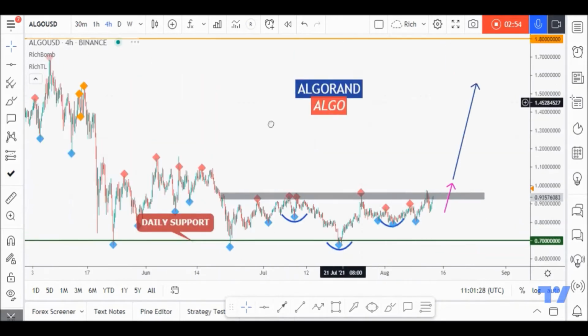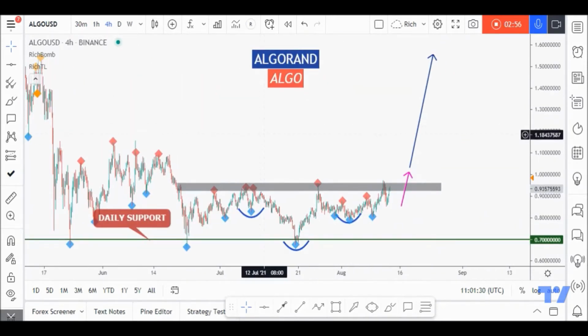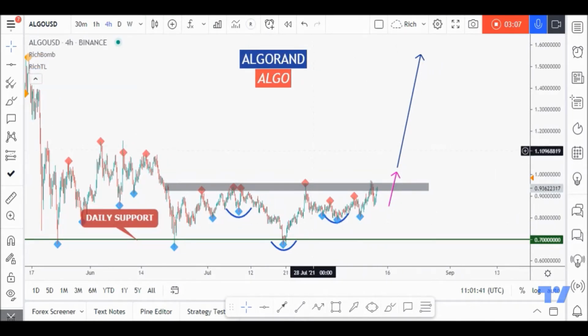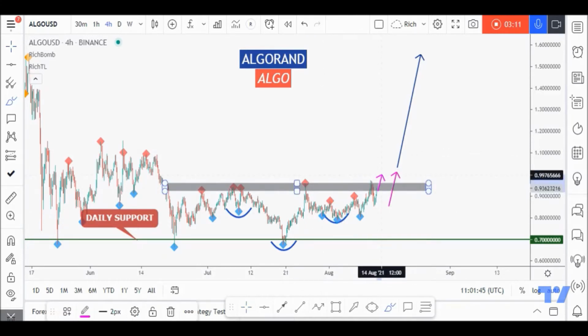Okay, so from the weekly we are around a demand zone, we are overall bullish at the end of the correction movement. From the daily, we know that the sellers are exhausted, they are losing momentum, but we don't have a confirmation yet. For the confirmation, we'll be waiting for a break, a momentum candle close above this area to confirm that the buyers are now taking over. Then and only then we will be buying Algo.